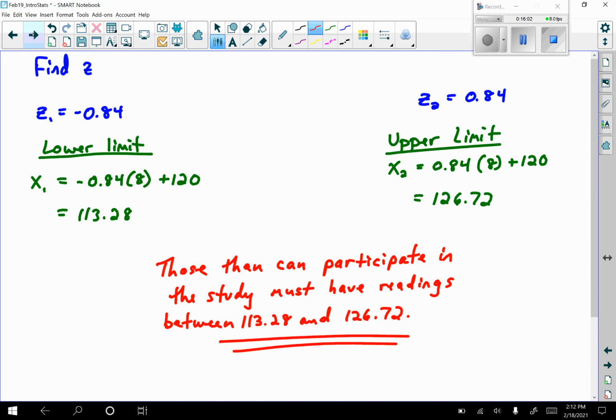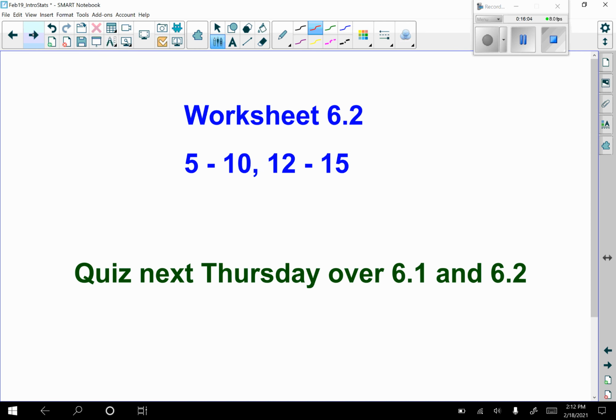So off of worksheet 6.2 now, you can continue working on 5 through 10, 12 through 15. So next week, we're going to wrap up section 6.2, start 6.3. I'm going to give you guys another applying the concept. So it's looking like a quiz will say next Thursday over section 6.1 and 6.2. Let me know if you guys have any questions.